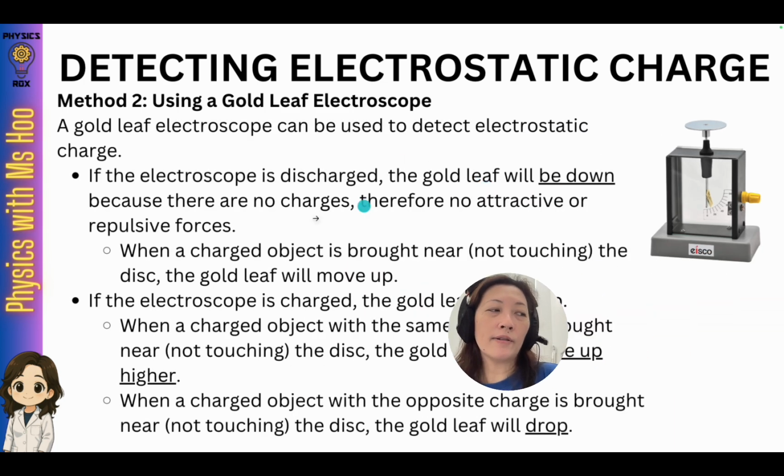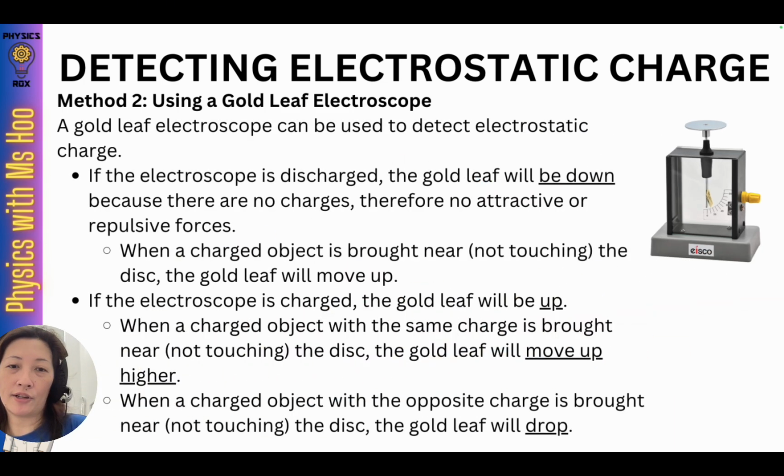So how do we use the electroscope to detect electrostatic charges? Now, if the electroscope is discharged, the gold leaf will be down. That means the gold leaf would not move upwards, it will stay down because there are no charges, therefore no attractive or repulsive forces. So the word discharged here means to remove all the charges. Now, if you bring a charged object near the disc, not touching it, the gold leaf would move up.